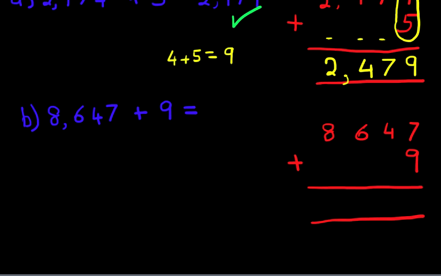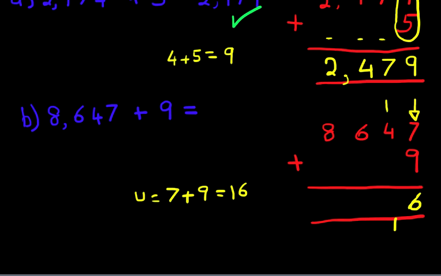So the first thing we do is we add the column on the right hand side first. That's this one here, the units column. 7 plus 9. So what is 7 plus 9? Let's just put a U here so we know it's the units. 7 plus 9 is, that's right, it is 16. How do we write that down? Well, you know this by now. We put 1 in the tens column and 6 in the units.